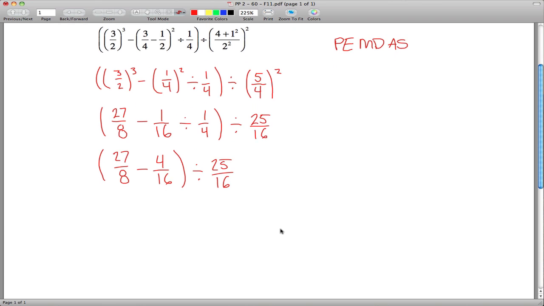And we're still not done with these parentheses here. We need to subtract 27/8 and subtract 4/16. We want a common denominator, and since this isn't simplified, we can get a common denominator. We can call this 2/8. Right, divide the top and the bottom by 2. So we have 27/8 minus 2/8, which is 25/8 divided by 25/16. And we're almost done.